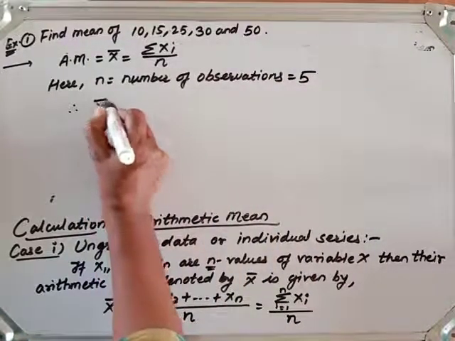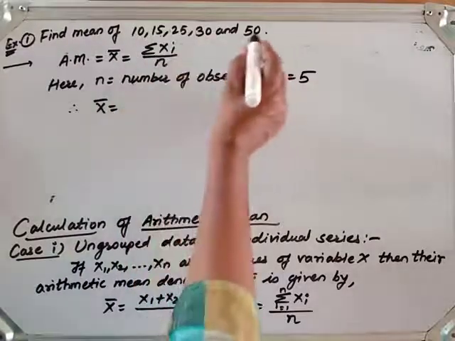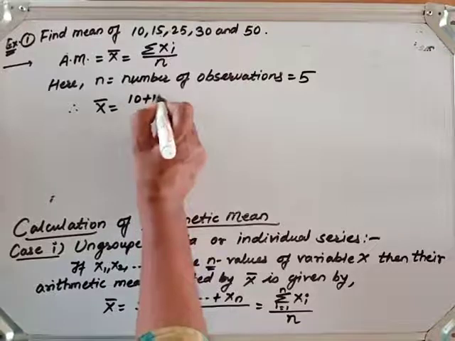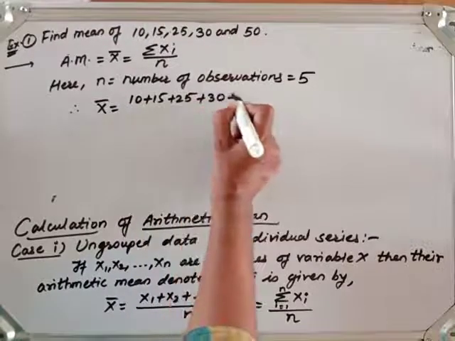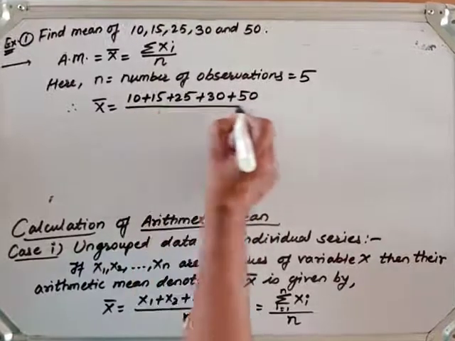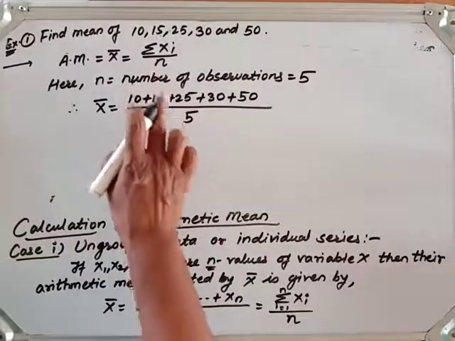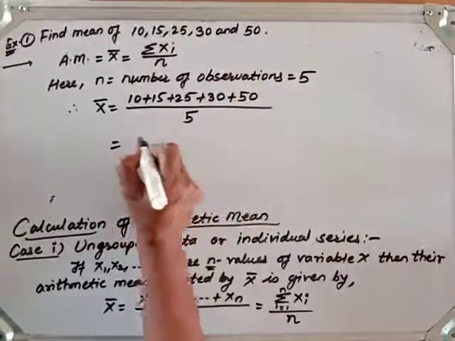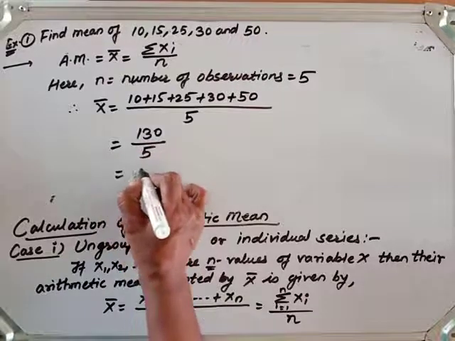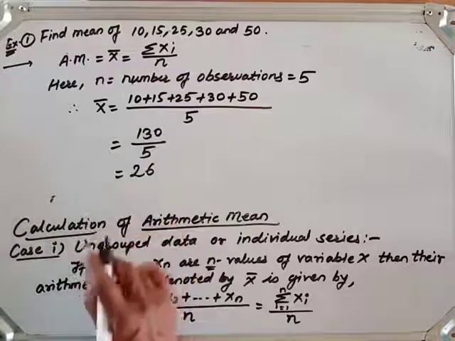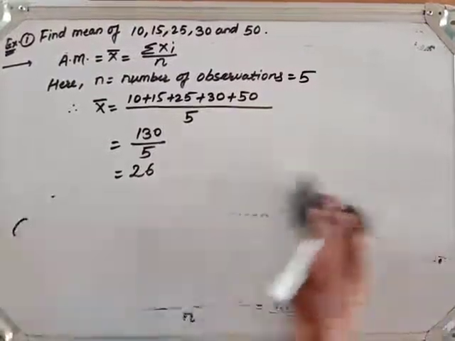Therefore we get x bar equal to the sum of all observations: 10 plus 15 plus 25 plus 30 plus 50 upon n, and this n will be 5 here. So this sum is how much? 130 upon 5. So the x bar will be 26.